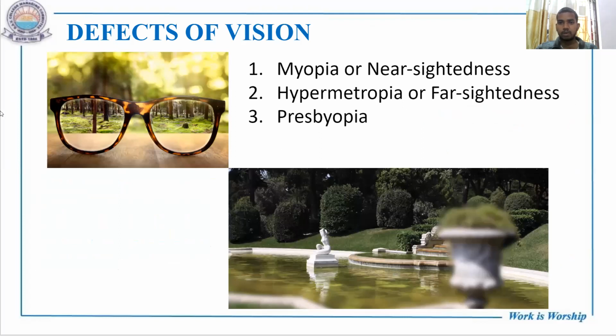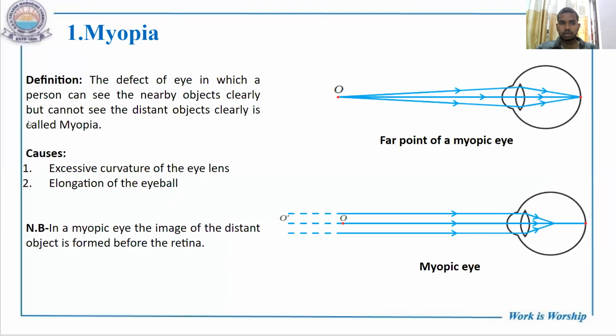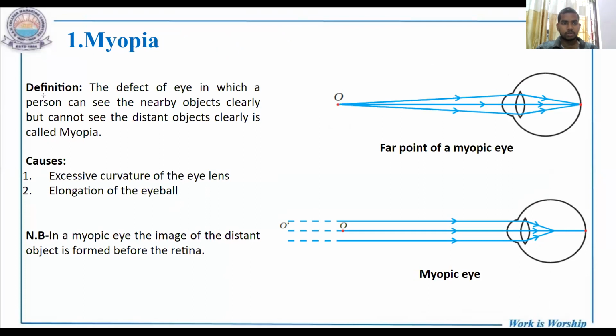Then we'll study about defects of vision: myopia or nearsightedness, hypermetropia or farsightedness, and presbyopia. Let us explore each one. So we'll study about myopia. Myopia means short-sightedness: a person can see nearby objects clearly but cannot see the distant object clearly. It's called myopia.